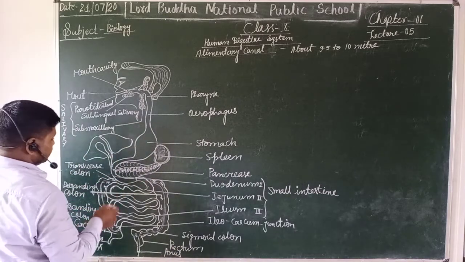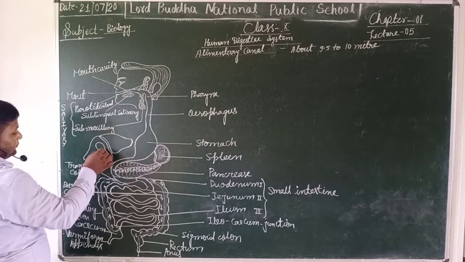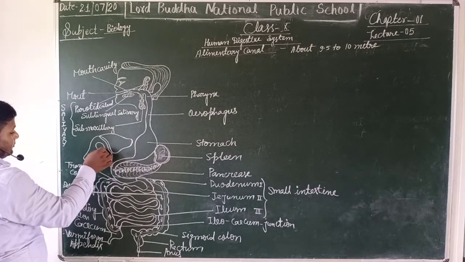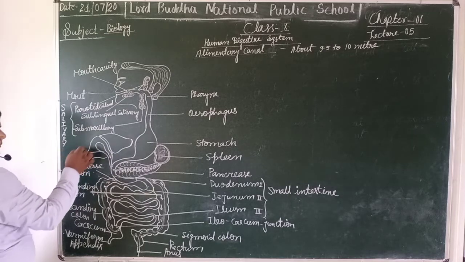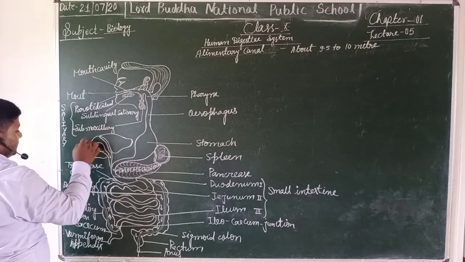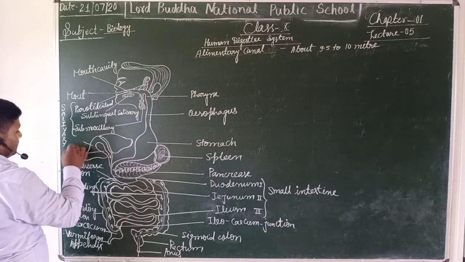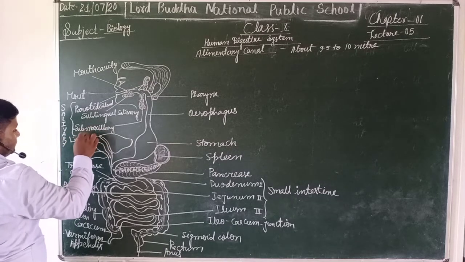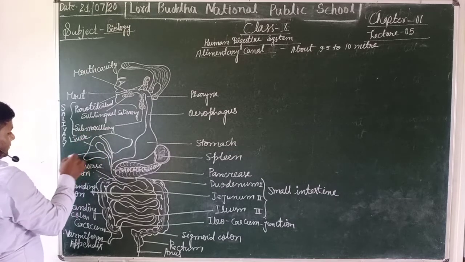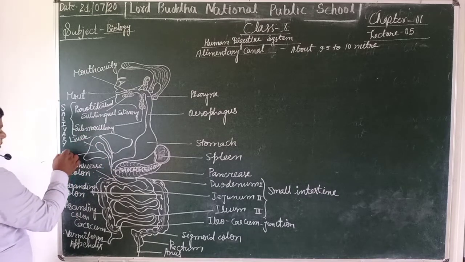Now one thing was skipped in the diagram, a very important structure, the liver, the largest gland of our body. And this is the pear-shaped structure, the gallbladder.